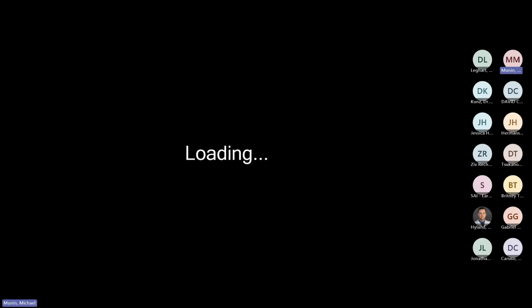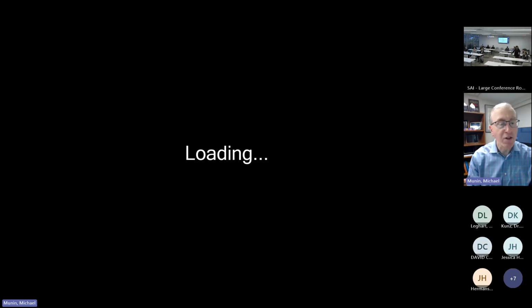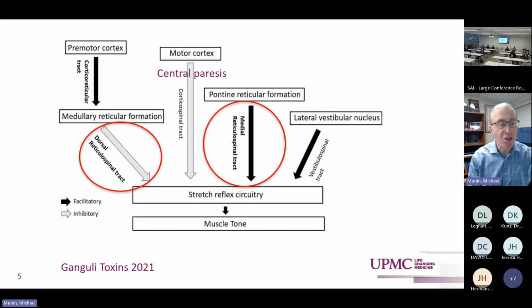In terms of abnormal tone, you're really getting issues with the dorsal reticulospinal and the medial reticulospinal tracts. These tracts in particular have been shown to be really the main movers that seem to develop tone, and they have a facilitatory role on the medial side, inhibitory on the dorsal side. And when they're dysregulated, it impacts the stretch reflex circuitry and ultimately leads to abnormal muscle tone.